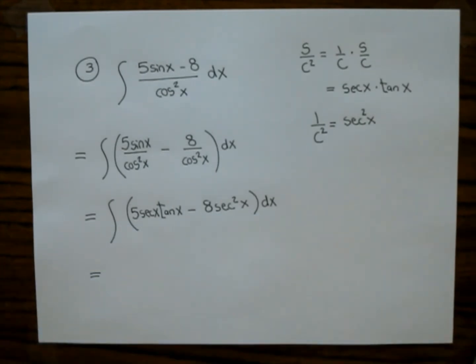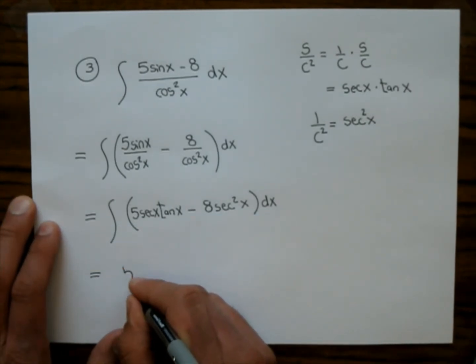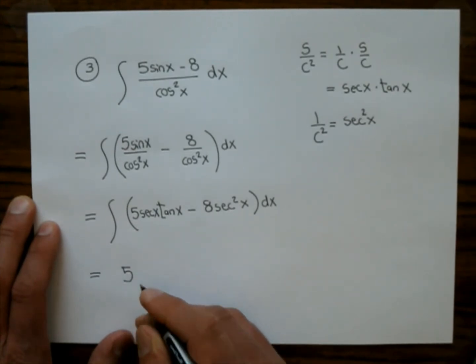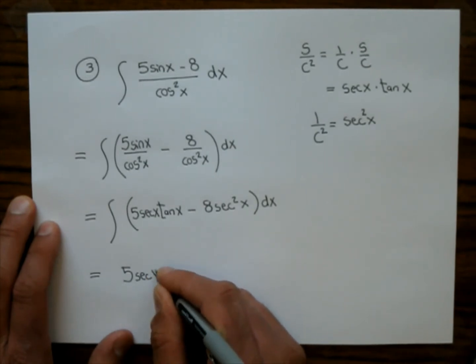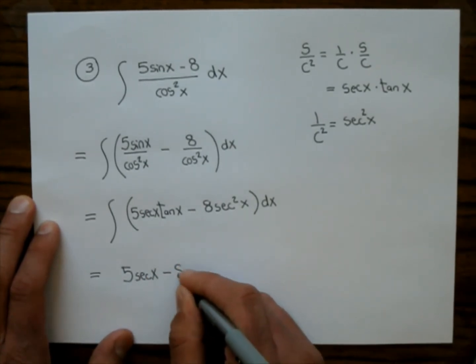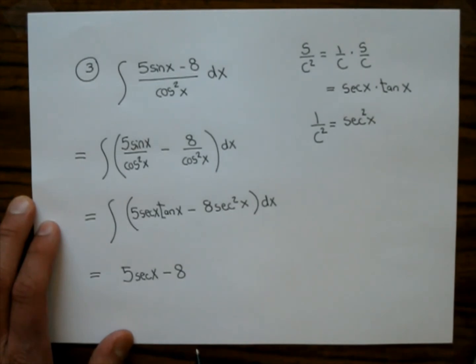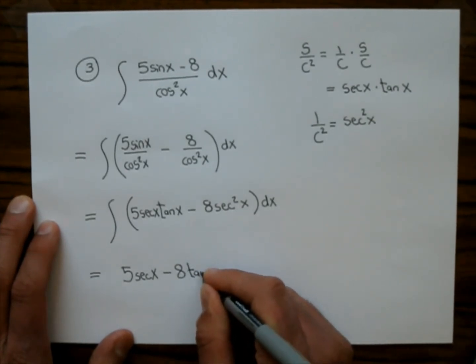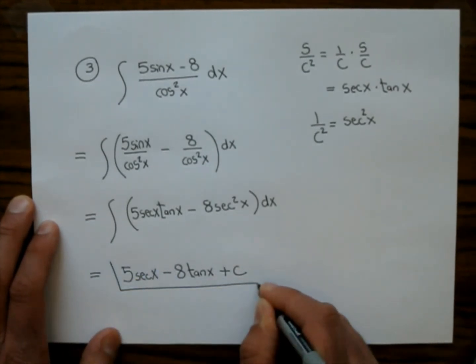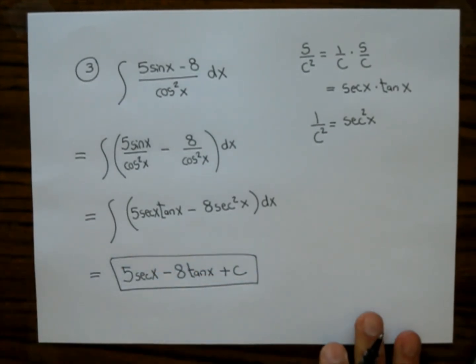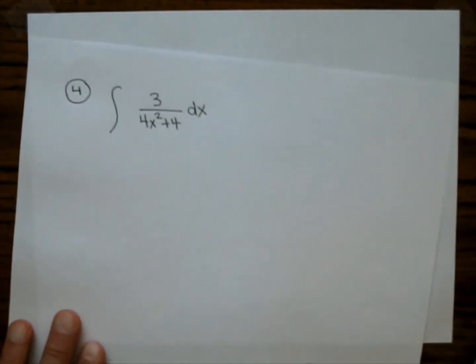So let's go ahead and write out our answer. We have 5, and so the antiderivative of secant tangent is secant, so it's 5 secant x minus 8. The antiderivative of secant squared is tangent x. And don't forget your plus c. And that gives you the answer that we're looking for. Let's go ahead and do another problem. And maybe you want to pause the video and see if you can do this problem on your own.